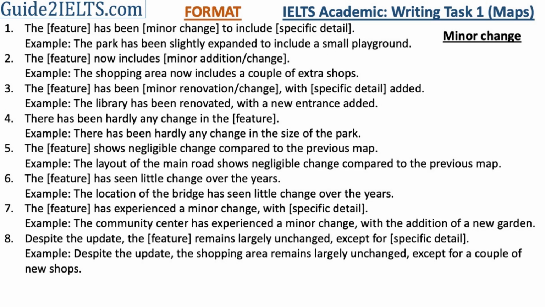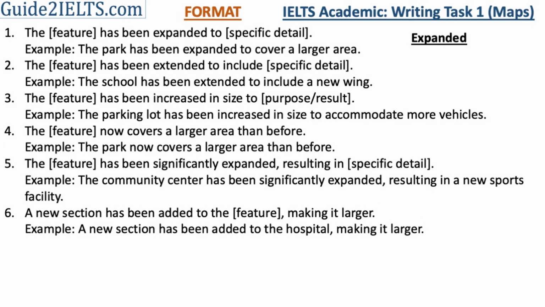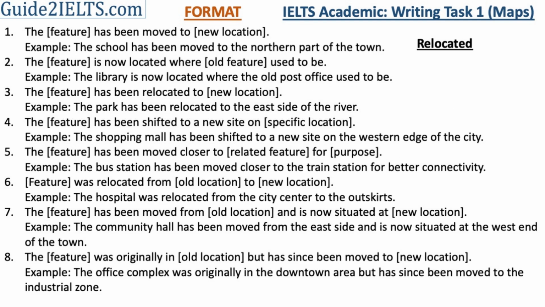Sometimes there are minor changes. So we can use phrases like there is hardly any change or there is negligible change in this aspect or in this feature of the map. Another possible change is that something has expanded or it has increased in size. As I keep talking about these different changes, you can see other synonyms for this and some example sentences on your screen. Sometimes we see that the location of something has changed.